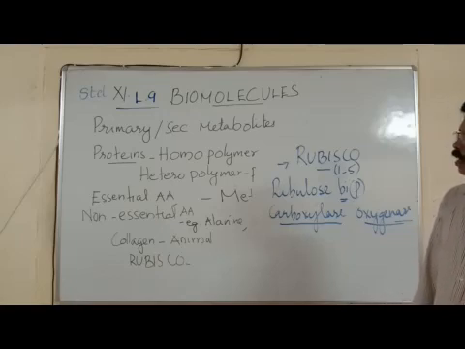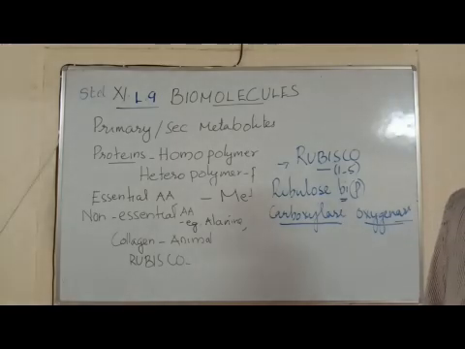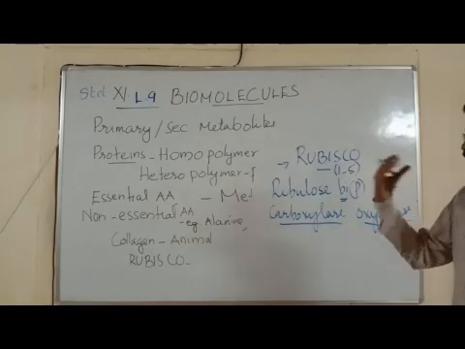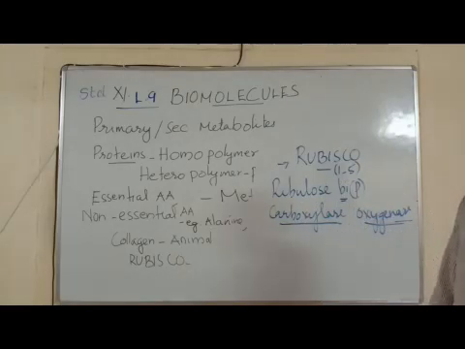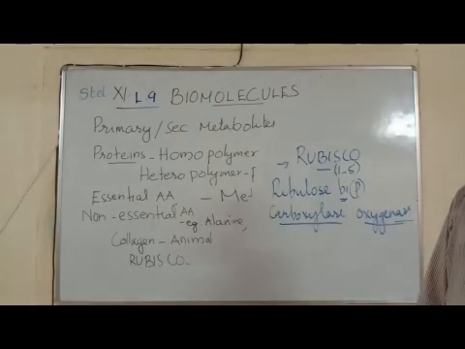Now, essential and non-essential amino acids: you know that essential amino acids are to be supplied with the food. We have to get them through food, since they cannot be synthesized in our body. Hence it is essential, methionine and many more examples. Non-essential are amino acids which are prepared in our body itself. We are not getting them from outside. Alanine is an example. Collagen is the most abundant protein in the animal world and rubisco is the most abundant protein in the plant world as well as the entire universe.